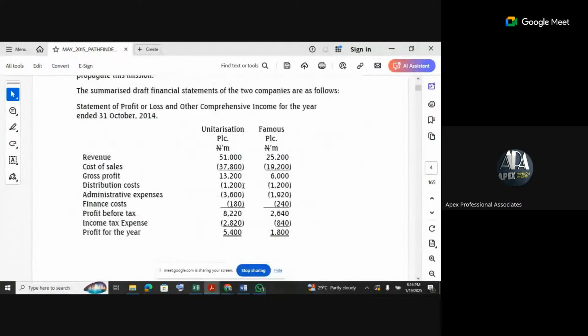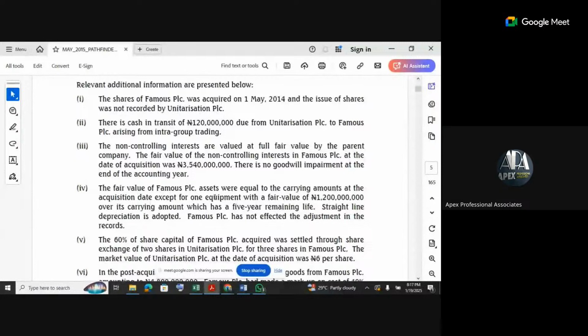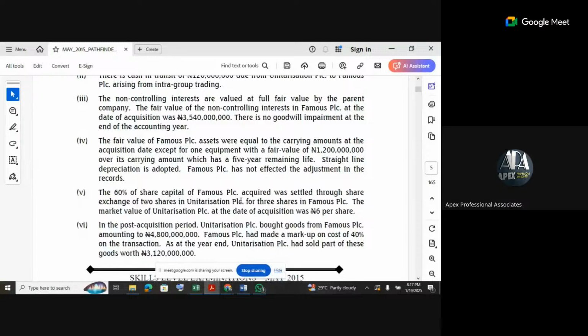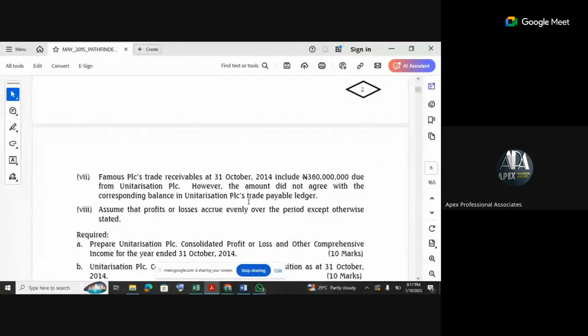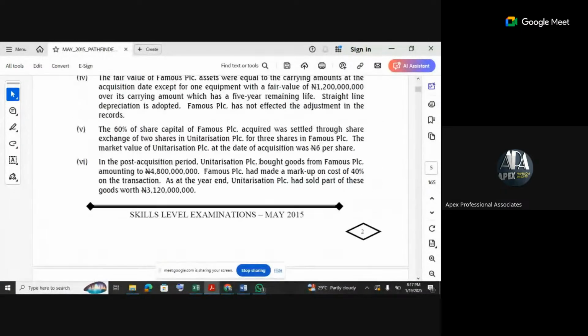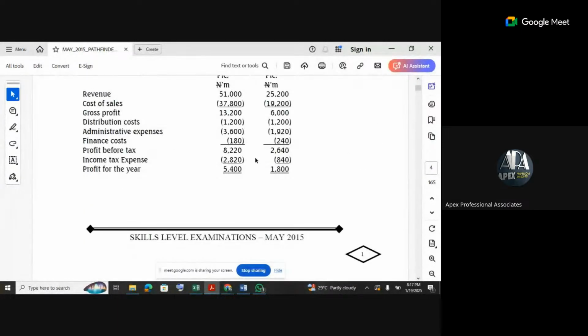Here, they didn't say anything. Under the additional information, the shares of Famous was acquired, yes. There is a cash in transit. The non-controlling interest is valued here. Famous values were equal to the current amount, except this. The 60% shares of Famous acquired was settled through share exchange of this. In the post-acquisition period, there's nothing on Famous trade, there's nothing that mentions the retained earning as at the date of acquisition, but it is simple for us to get.